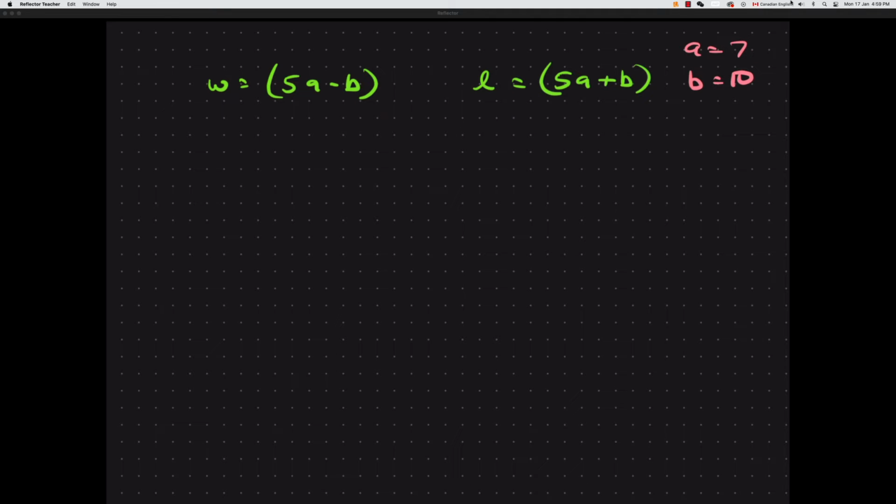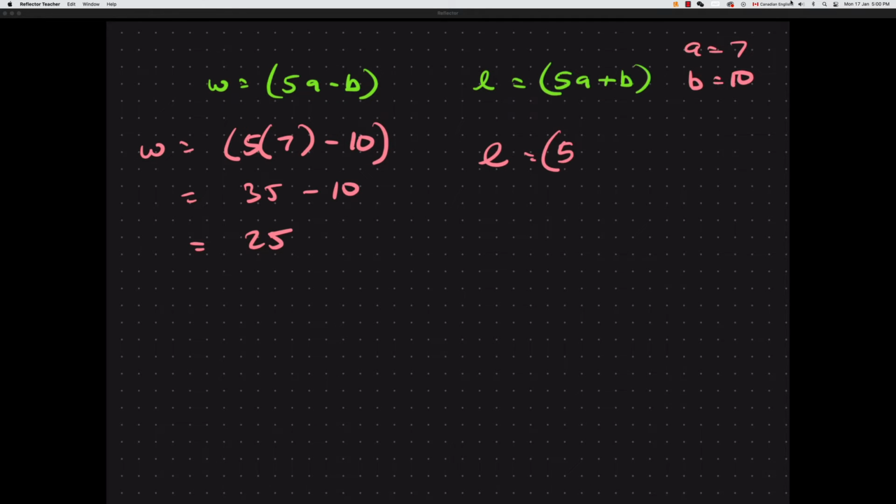So for the width, we get 5 times a, which is 7, minus 10, which is going to be 35 minus 10, which equals 25. And for the length, we get 5 times a, which is 7, plus 10. So that's going to equal 35 plus 10, which equals 45. So we're getting the width equals 25 and the length equals 45.